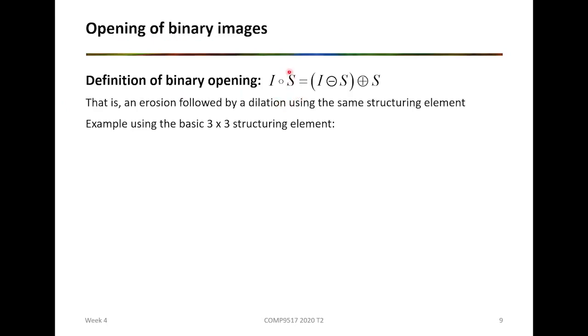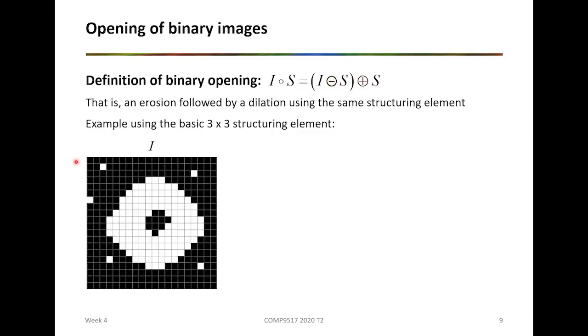So it's denoted like this. The opening operator, opening an image with a certain structuring element, is a combination of erosion followed by dilation using the same structuring element. An example. So here is a binary image. Suppose this is the output of a segmentation method, and you can see that it's not perfect. It has all kinds of false positives in the background that we may want to get rid of.